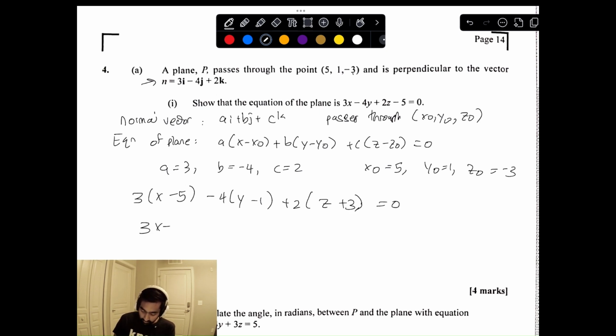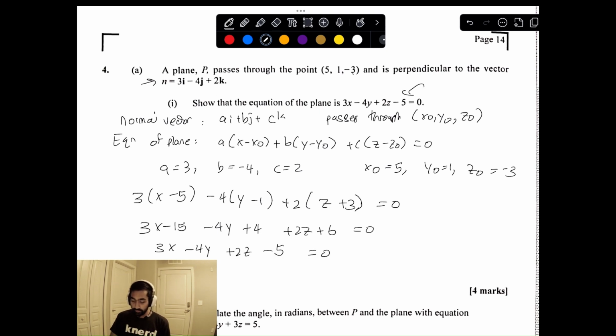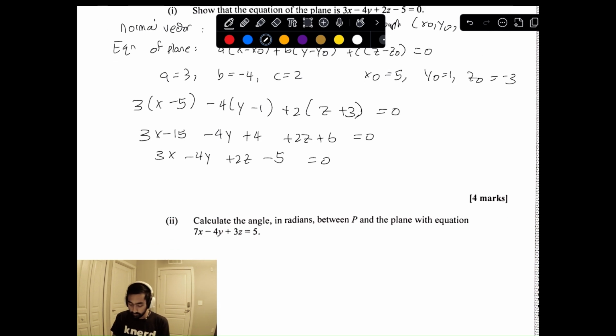Now if I just expand 3x minus 15 minus 4y plus 4 plus 2z plus 6 equals 0, we get 3x minus 4y plus 2z, and then the last term is minus 5 equals 0. That's the same thing that they asked us to show.